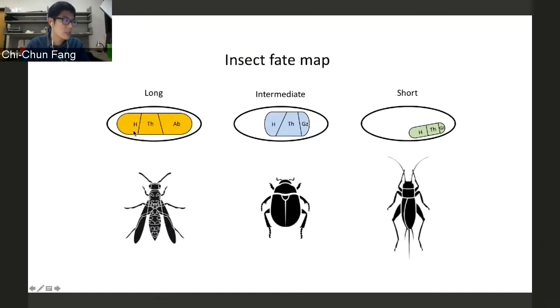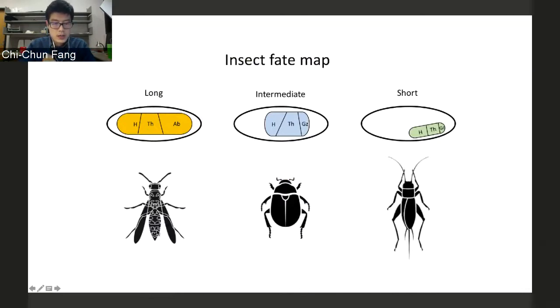For the long germ-band species, you will have the head, thorax, and abdomen part. Okay, if you are not too familiar with insects, those are the 3 major parts of the body of insects: head, thorax, and abdomen. Well, and wings and legs. For the intermediate germ-band species like beetles, at the beginning, once the egg is laid, you won't be able to see the abdomen part. You will see the head part and part of the thorax. Okay, so does the short germ-band species like crickets. Okay, so I put a wasp here.